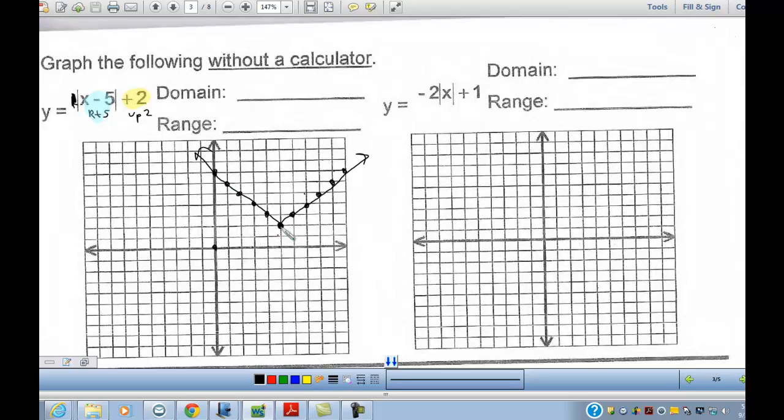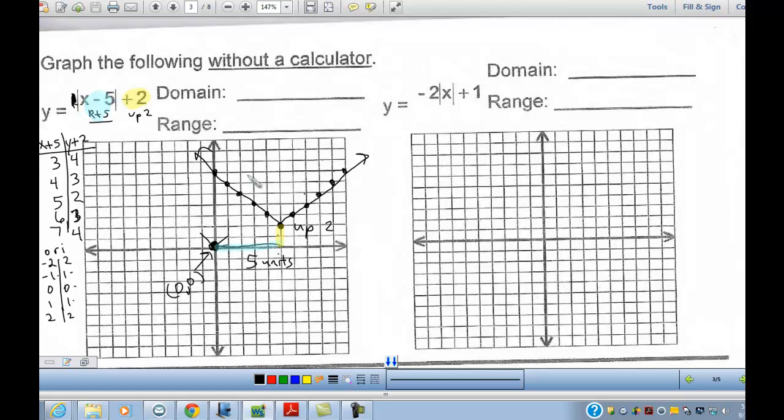How did I get this point again? Well, remember, we moved right 5 from the original function. Remember, the original parent function always starts right here at 0, 0. So it moved to the right 5 and up 2. You can also get it by using the points. Remember, we are adding 2 to all the y's and adding 5 to all the original x's.